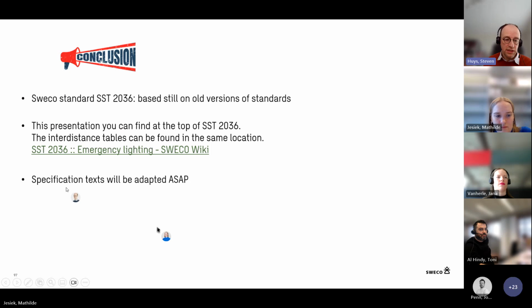And then, as a last thing, the specification texts, especially the safety signs, must have an update, and also the other ones need an update. And we will try to adapt them as soon as possible.